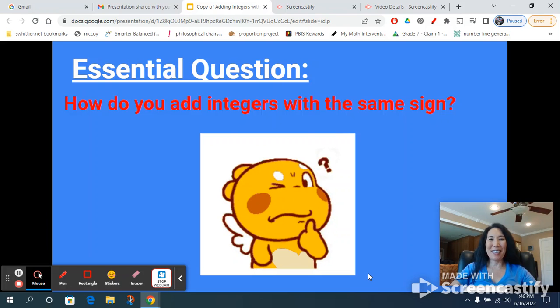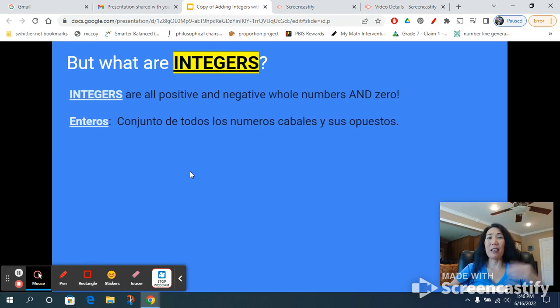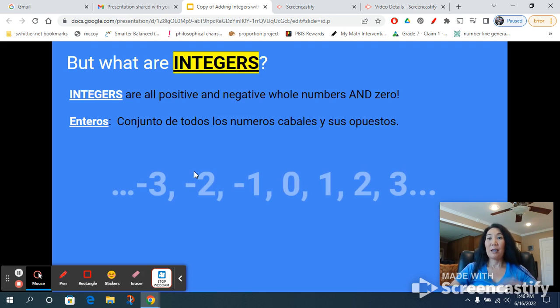Hi everyone. So today's essential question is, how do you add integers with the same sign? So what are integers? Well, integers are all positive and negative whole numbers and zero. So here are some examples of integers.